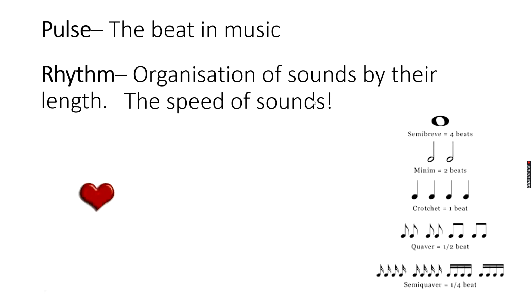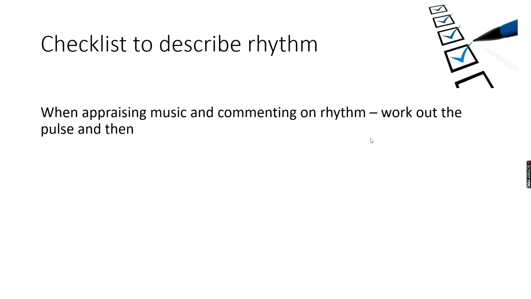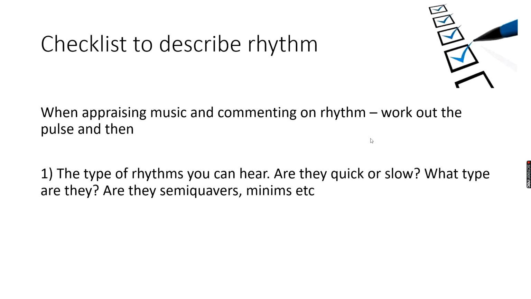So about these rhythms, which is the speed of sound, is all based on beats, and this is how beats, pulse and rhythms all link together. So one of the basic things we can do when we're appraising music and we're commenting on the rhythm, we could actually comment on the type of rhythms that we hear.